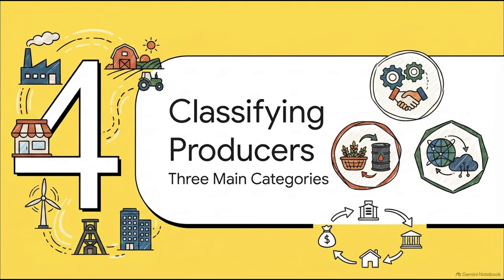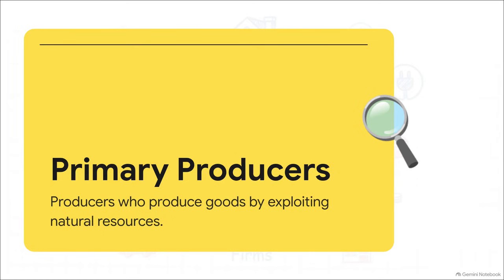Now that we understand the firm engine and that circular flow of money, let's zoom out a bit. We need to categorize all the wildly different types of producers making up this economy. We generally classify them into three main categories. The first category is primary producers. These are the folks who create goods by directly exploiting natural resources. This is the absolute origin point of the economy, right here. They create primary goods, forming the vital base for literally all other products we consume.